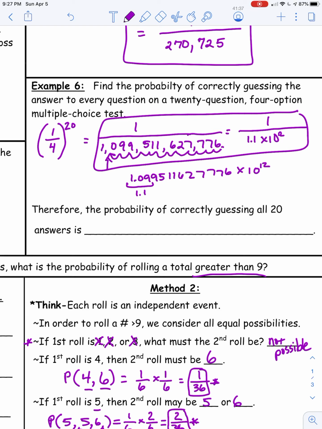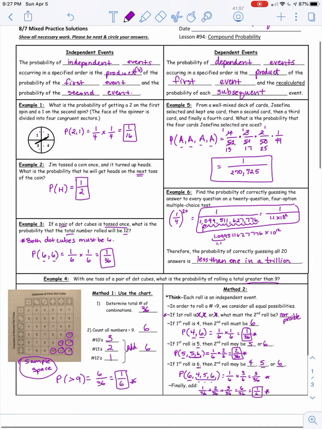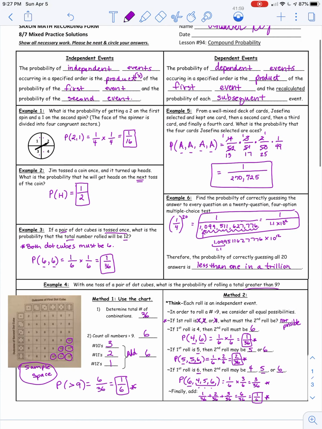But the truth of the matter is that the probability of correctly guessing all 20 answers is less than 1 in a trillion. So my advice to all of us would be to study for that test. Don't you think? Okay, and that completes the notes for today. That was a lot of notes. It's kind of a fun lesson, I thought.